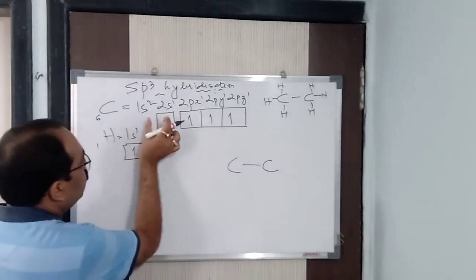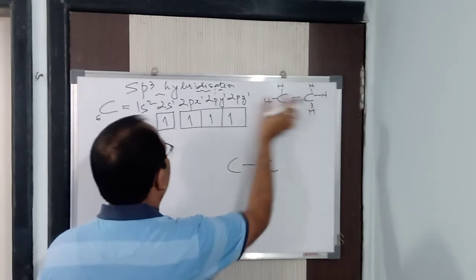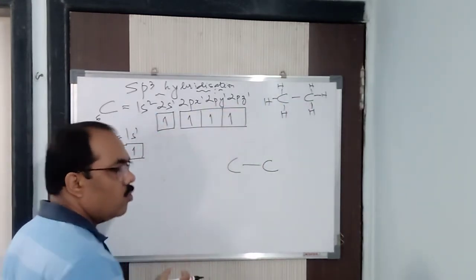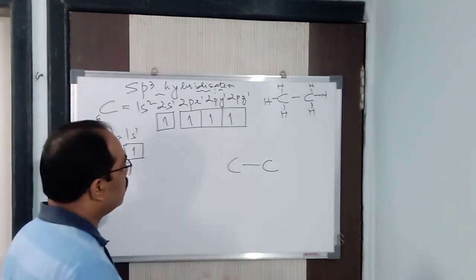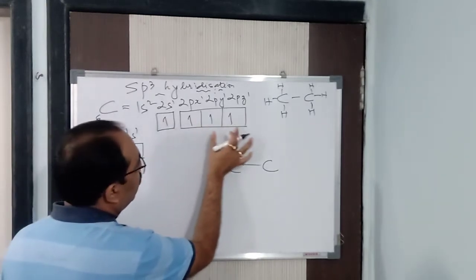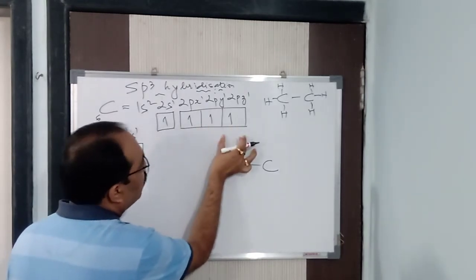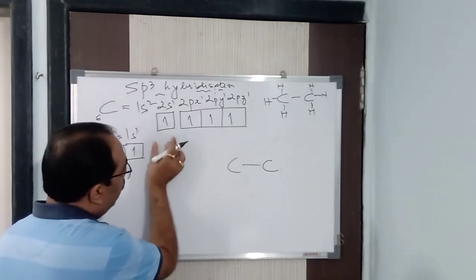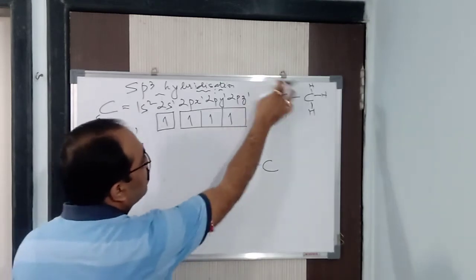So the 2s1 of one carbon atom combines with the 2s1 of another carbon atom, because the other carbon atom has the same configuration, to form a bond. What sort of overlapping? Sigma bond, head-on overlapping. Now the remaining 2px, 2py, 2pz each get a hydrogen atom: here one hydrogen, here one hydrogen, here one hydrogen. This bond is between carbon-carbon, and these are carbon-hydrogen bonds. Hence we got CH3.